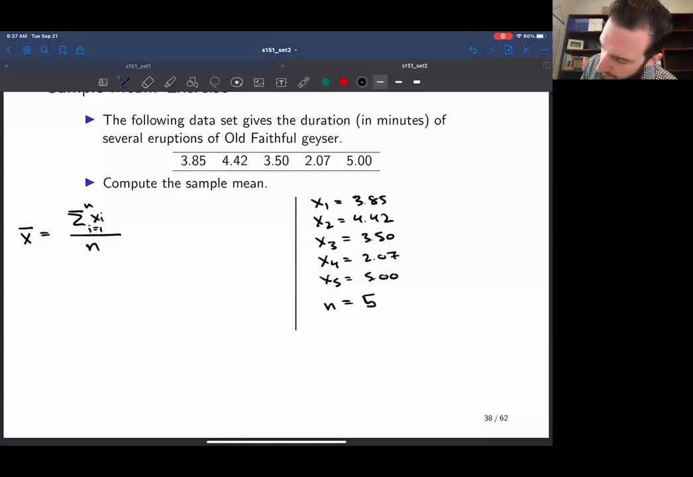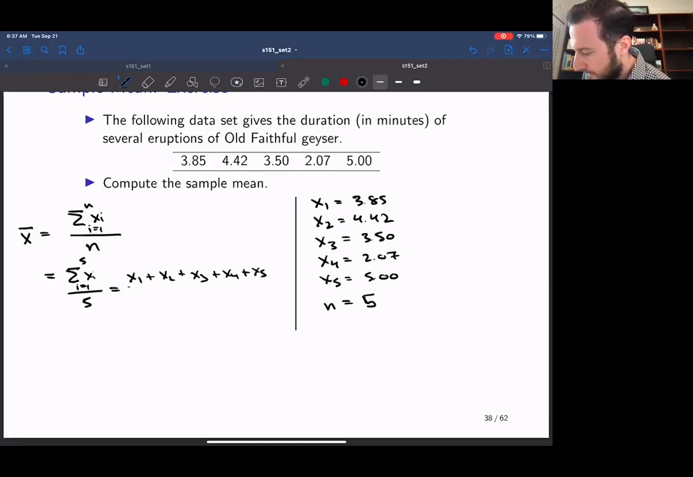Okay, so that means that this formula here becomes the sum from i equals 1 to 5 of xi divided by 5. So that is x1 plus x2 plus x3 plus x4 plus x5 divided by 5. So that notation at the start, the sum i equals 1 to 5, that's just saying add each x value from x1 to x5 together.